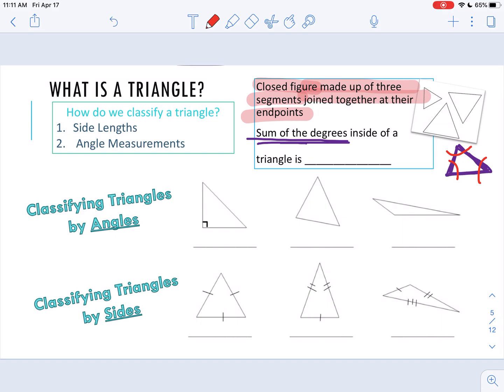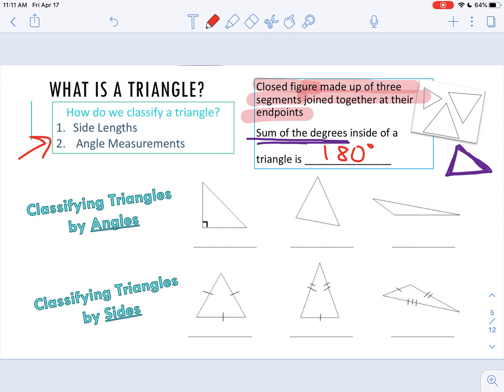All right. To indicate what those angles add up to, we know the sum of the degrees inside of a triangle is 180 degrees. All right. So we've had a little background about what a triangle is. Let's talk about how to classify it. In order to classify a triangle, we use these two really important rules here. We classify a triangle by its most specific name by identifying information about its side lengths and its angle measurements.